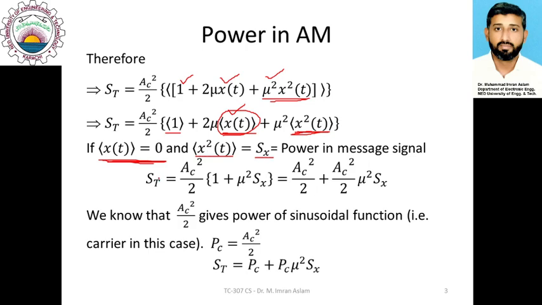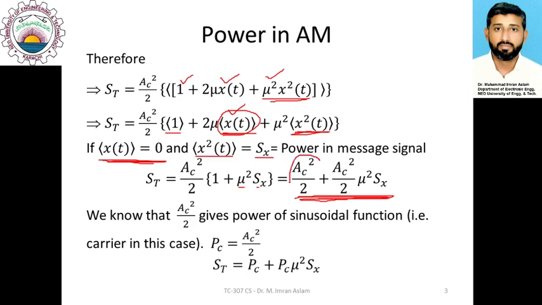So I can write the total transmitted power to be equal to AC square by 2 times (1 plus mu square Sx). So you can see that this power can be represented as the sum of two terms: AC square by 2 plus AC square by 2 mu square Sx.